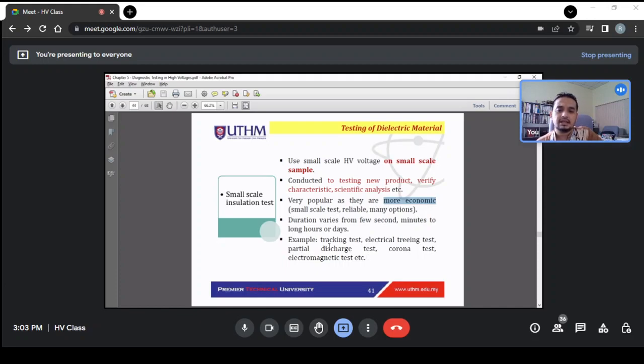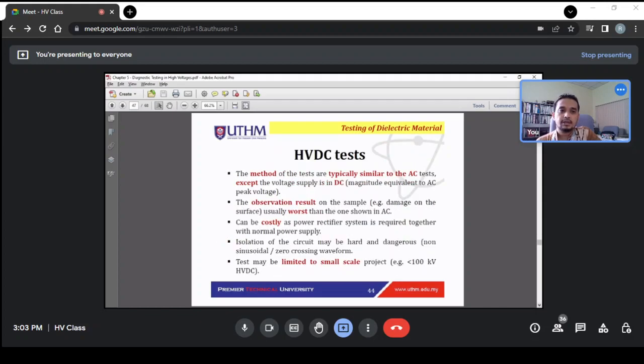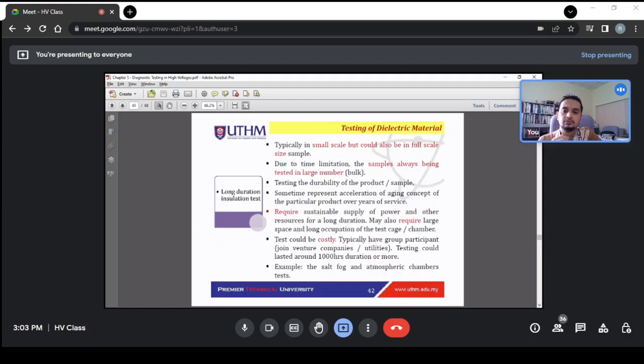For example, we want to check for the tracking test, electrical tracking test, partial discharge test. All of these tests can be done on the small scale insulation test, right? As compared to the full scale. Okay, how about the long duration test?